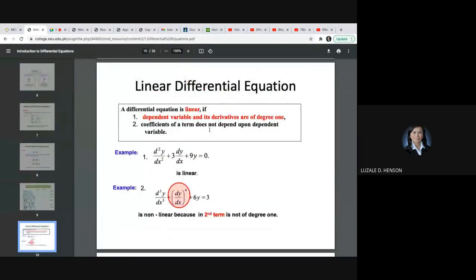So linear differential equation. These are the conditions for you to say it's linear. It is linear if the dependent variable, the y, and its derivatives are of degree 1. So it has to be of degree 1. In this case, this is degree 1. Why? This is of order 2 but degree 1. This is of order 1 and degree 1. Coefficients of a term does not depend upon the dependent variable. So there should be no y in this case. Whenever you see a derivative, there should be no variable y. So there's no y here.